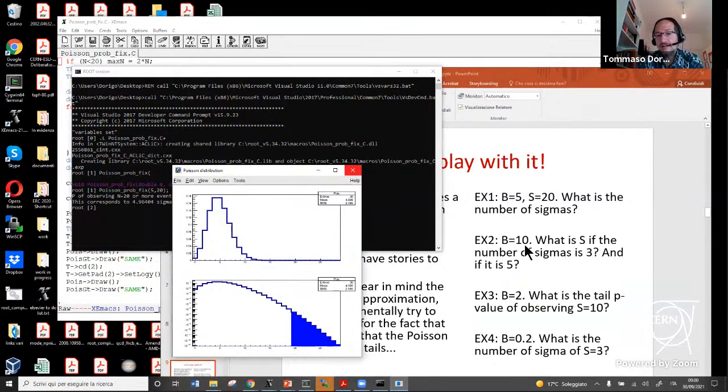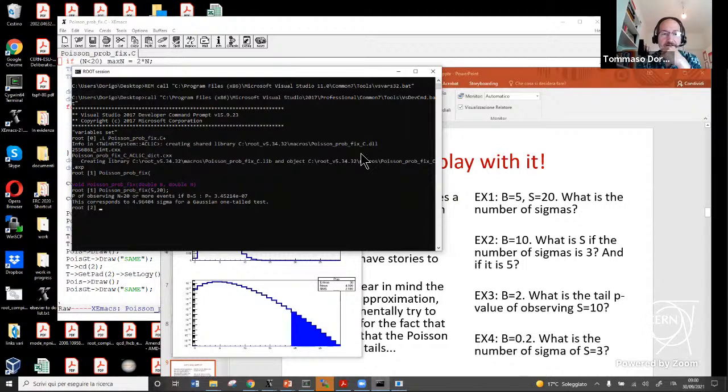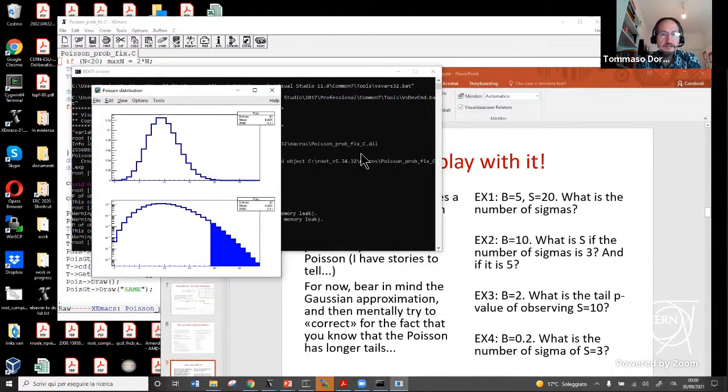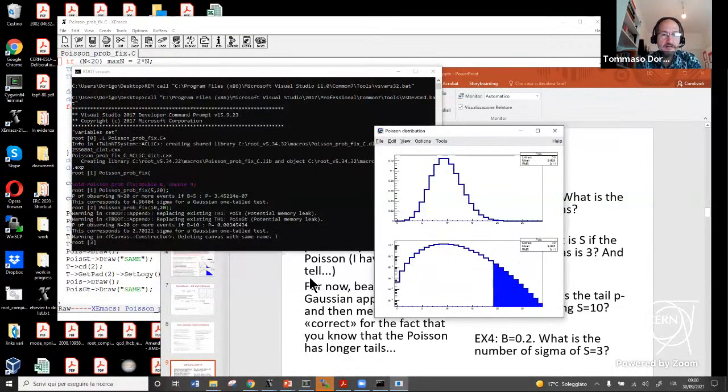Exercise 2, the background is now equal to 10 with no uncertainty. What is the signal if the number of sigmas is 3? This is an inverse question, okay? So you cannot really use this program, but you can try it in many instances. So I will put 10 here, and I will try to find the S such that I get returned 3 sigma. So if I try with 20 total events and 10 background events, I get 2.7 sigma.